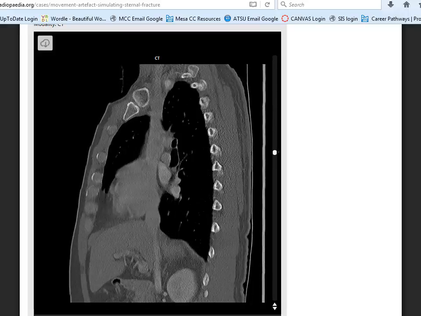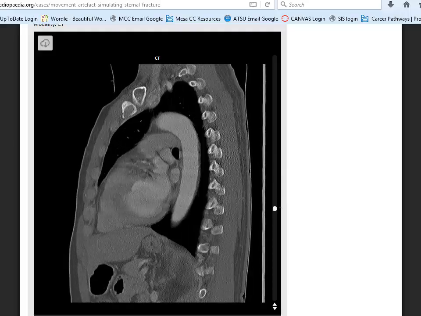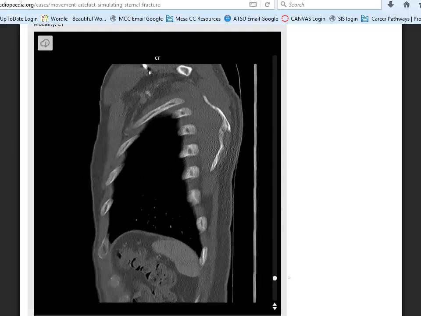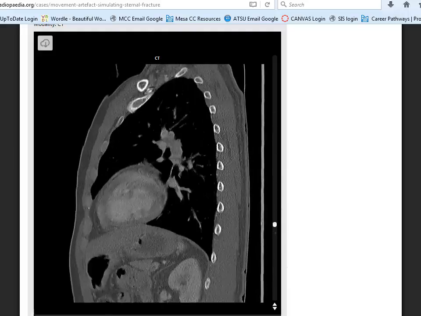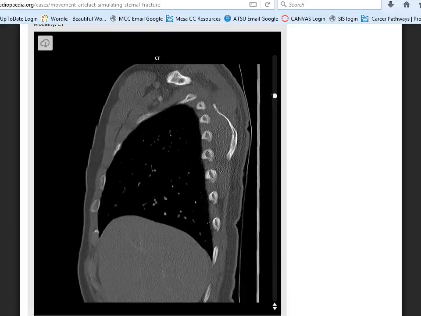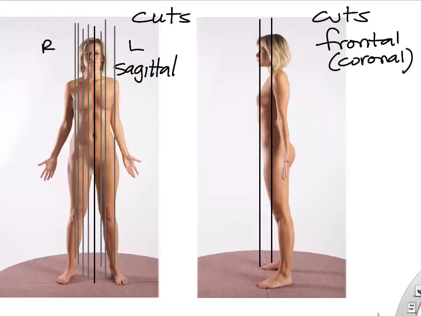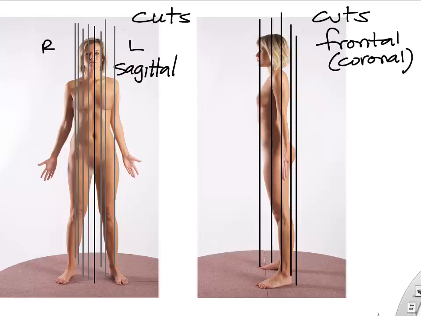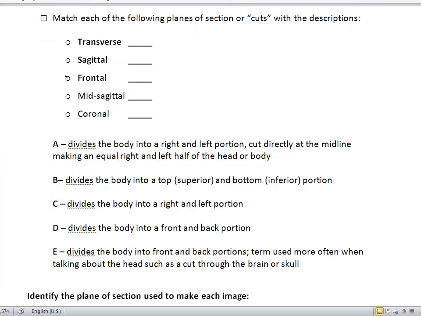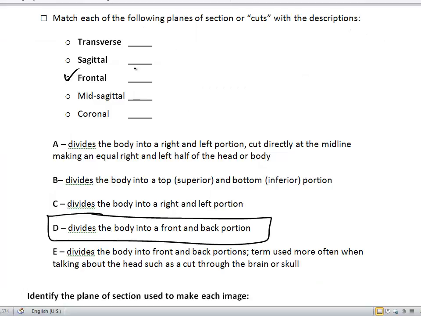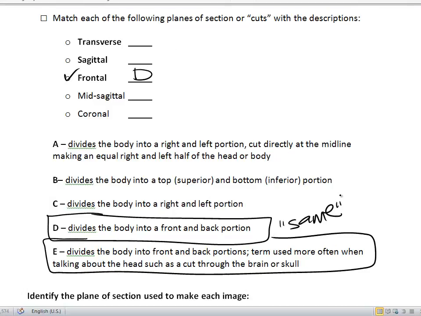Again, this is a CT scan, and if you cut through the body from side to side, you'll notice that you're kind of getting this view from the right or the left side. Again, this is called a sagittal cut. A frontal cut's a little different. Sometimes it's called a coronal cut. You're basically cutting the body into a front portion and a back portion. So that one's pretty easy to remember, right? A frontal cut divides the body into front and back.